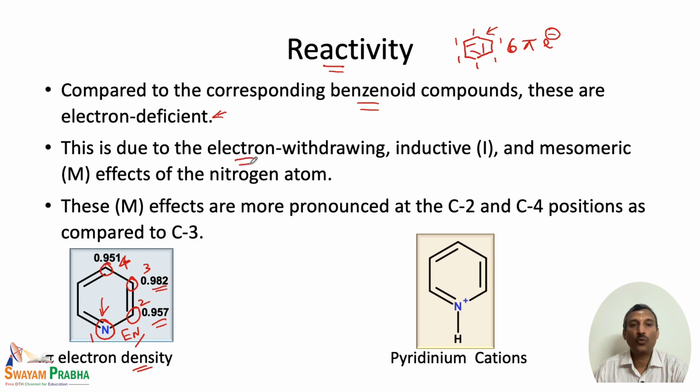And as we know, the electron withdrawing inductive and mesomeric effect of nitrogen is responsible for the reduction of pi electron density on the aromatic ring. So, nitrogen is electron withdrawing. This actually withdraws electron through inductive effect as well as mesomeric or resonance effect. Because of this mesomeric or resonance effect, we see C2 and C4 positions are having much less electron density compared to the C3 position. That is what is very crucial for the reactivity. And it is also possible that pyridinium cations also exist.